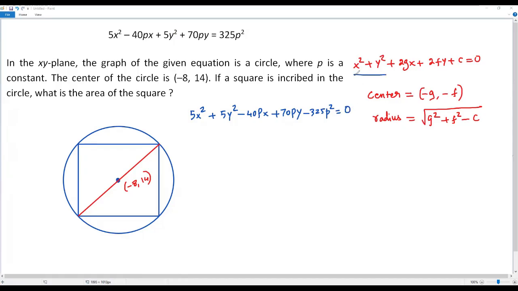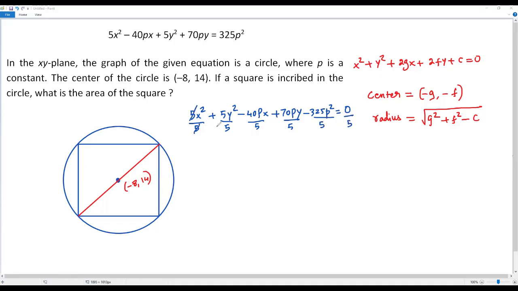Now, when I consider the general equation, the coefficient of x² is 1 and the coefficient of y² is also 1. But here, the coefficients of both x² and y² are 5. So we have to make these coefficients 1. For that, we have to divide each term of this equation by 5. Okay, now let me do it. Divided by 5, divided by 5, and the right side 0 is also divided by 5.